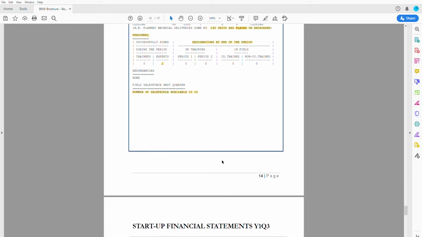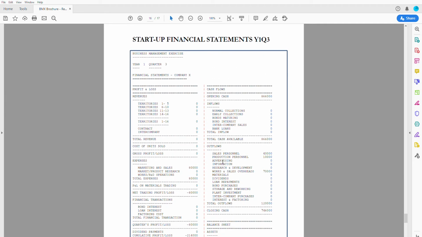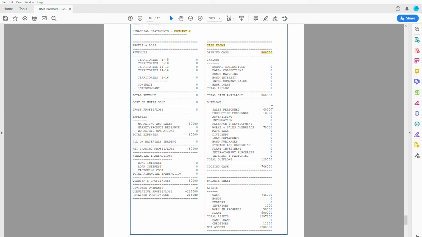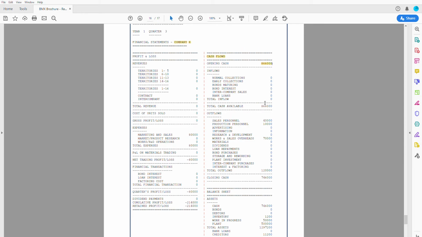Let's scroll down and have a look at the next page. Here we've got our financial statements over here. And you can see once again, this is year one, quarter three, and we are looking at company X again over here. Now, I want to start on this side over here where we've got the cash flows. And at the moment, you can see the opening cash is £866,000.